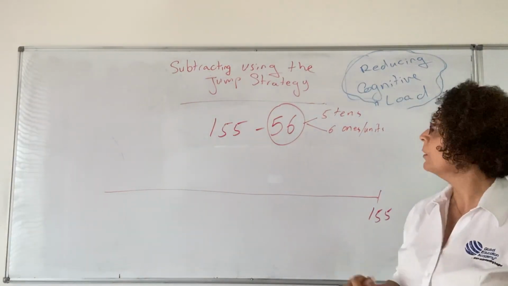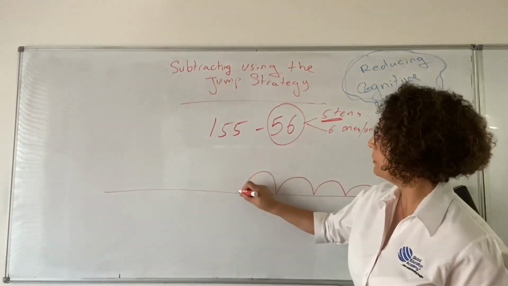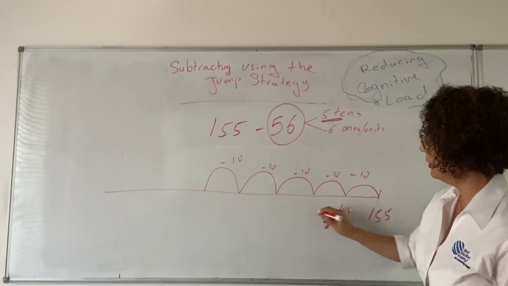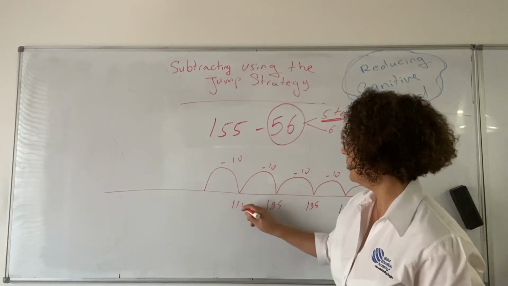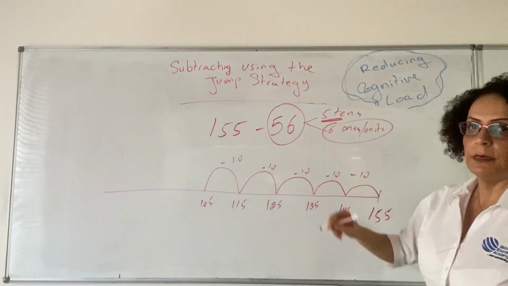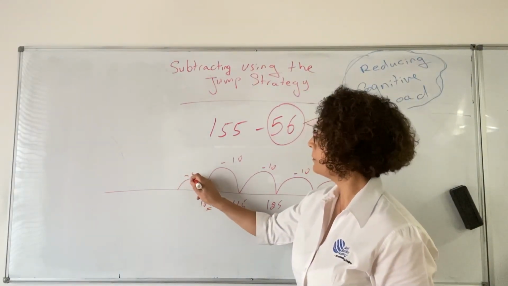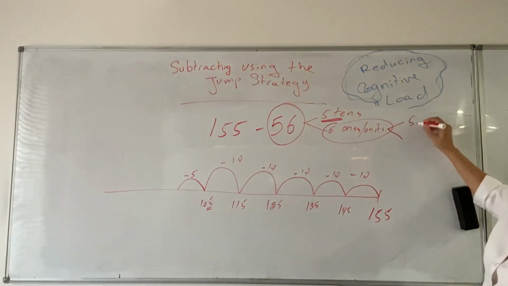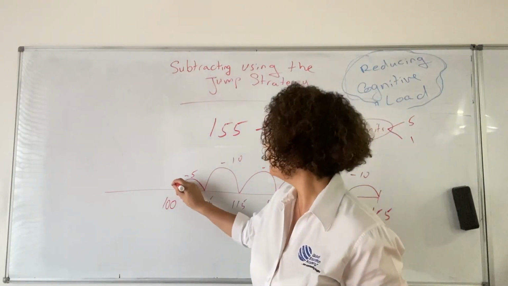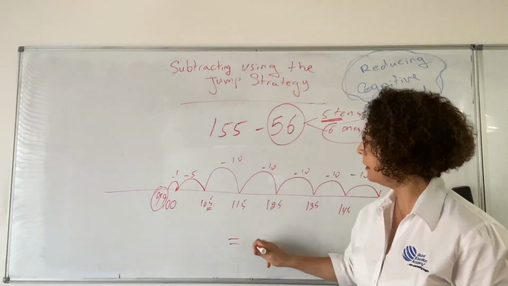155. How about if I go 5 tens backwards? So 1 ten, 2 tens, 3 tens, 4 tens, 5 tens. So take away 10 each time. And now 155, 145, 135, 125, 115, and 105. Then I need to take away 6 units. The 6 units can be broken into, look at this, we are at 105. If I go backwards 5 units, so the 6, I'm going to break it down into 5 and 1. Take away 5 takes me to a nice place, which is 100. And I need to take away 1 unit, and I am down to 99. So that is the answer. The answer here is 99.